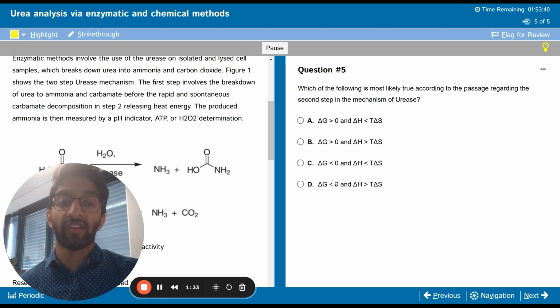And because delta G is less than 0, now the more tricky part is figuring out, okay, does delta H have to be less than T delta S, or delta H has to be greater than T delta S? Thankfully, we're already given a bit of a hint in that it's releasing heat energy. And so because it's an exothermic reaction, delta H is likely to be negative. And if delta H is negative, chances are it's less than T delta S, because T delta S is always positive. You can never have a negative entropy.